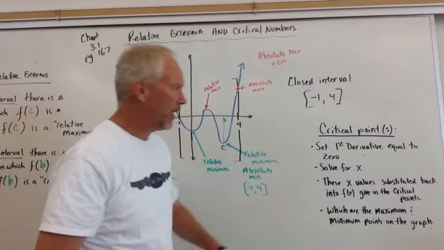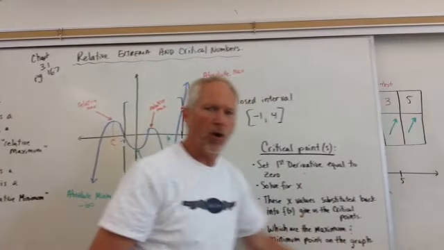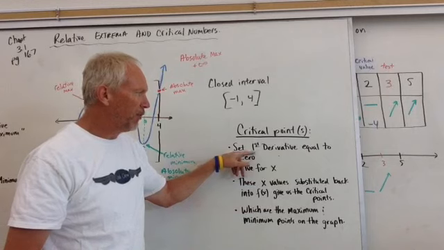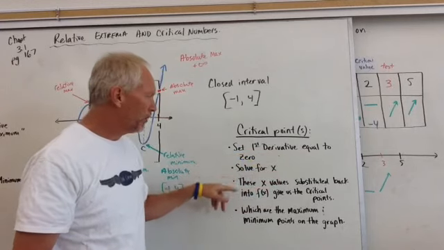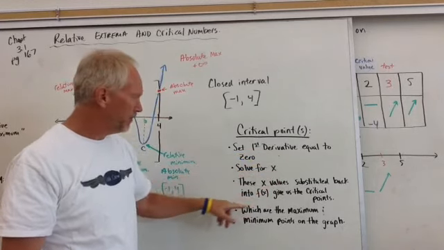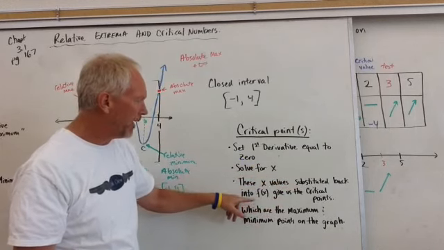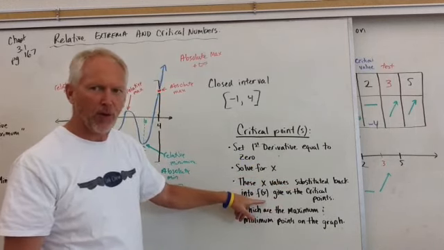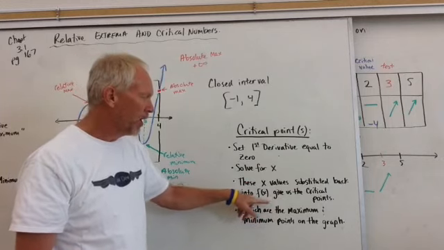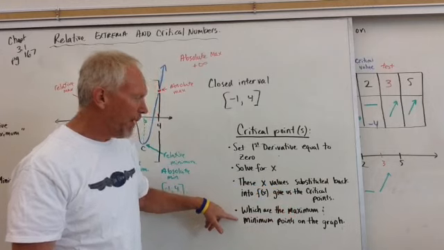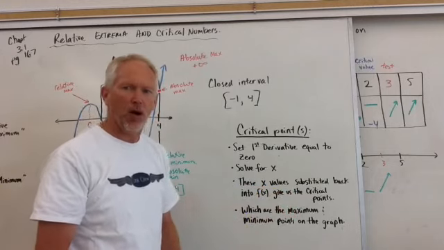Okay? So again, critical points. What are they? What do they do? Critical points are, we set the first derivative equal to 0. We solve for x. Then these x values will be substituted back into f of x, or the original function, the position function, and that will give us our critical points, okay? Which are the maximum and minimum points on the graph.